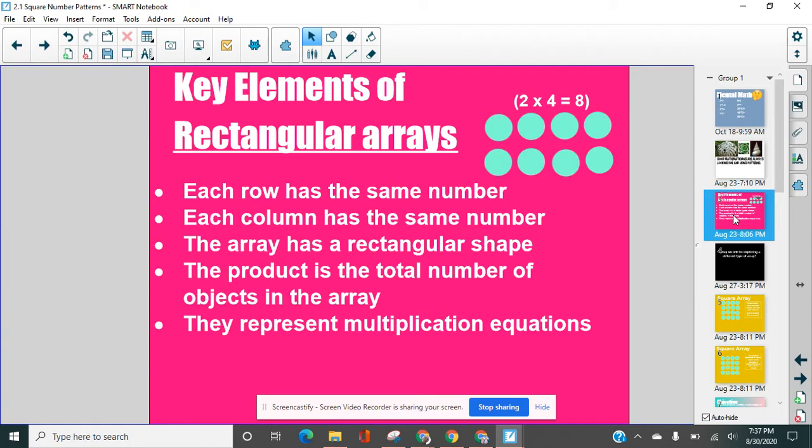Now, I know you've done lots of arrays before in previous grade levels, so just a little review here of what a rectangular array is, right? We can make it with counters like this, or you'll see it with X's sometimes, or even with squares. But each row has the same number, right? Each column has the same number too, it has a rectangular shape, and then we can multiply, right? 2 times 4 equals 8 here, and these represent multiplication equations.